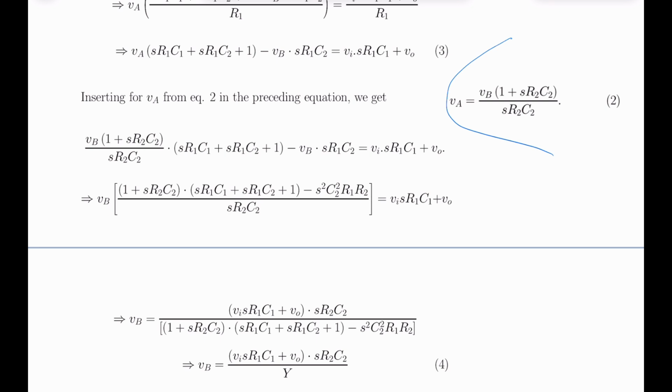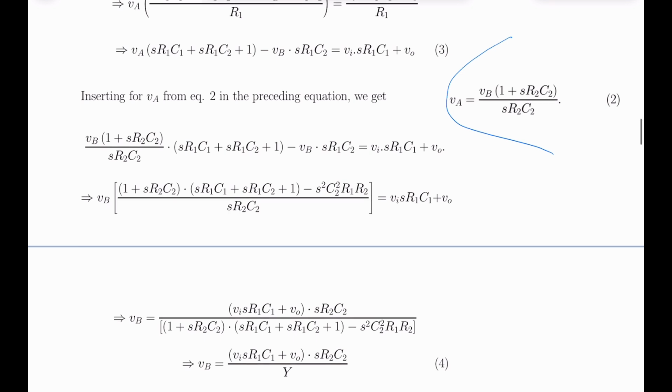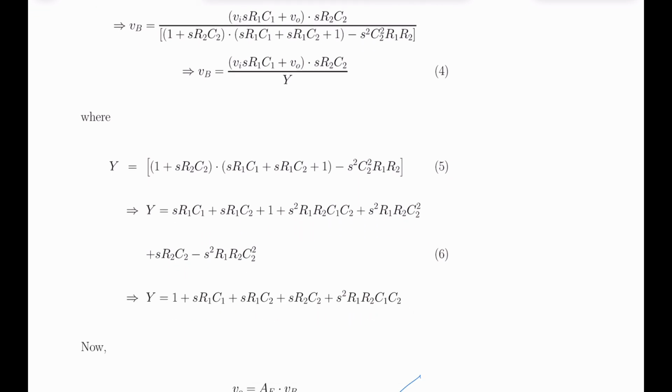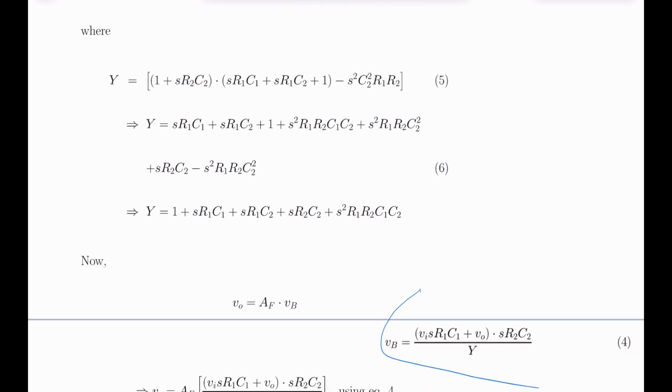So we have now only one variable here, VB, because we have converted VA in terms of VB. So we get VB in terms of simply V0 and VI. So this is your equation 4. This is a long term and we have replaced it by a variable Y, where Y is equal to this one, and we are solving it to get a simple value of Y equal to this. This is simply mathematical calculation, nothing else. Now for the non-inverting op-amp, we have output V naught equal to AF into VB.